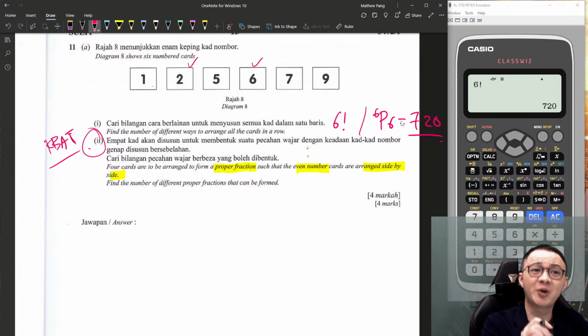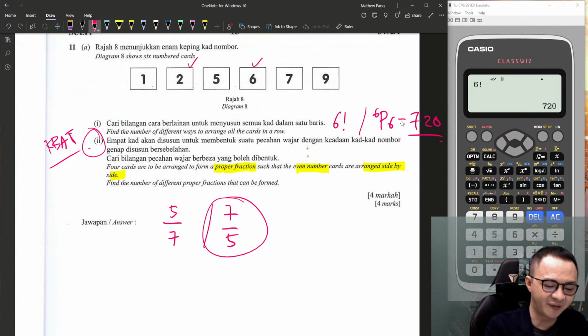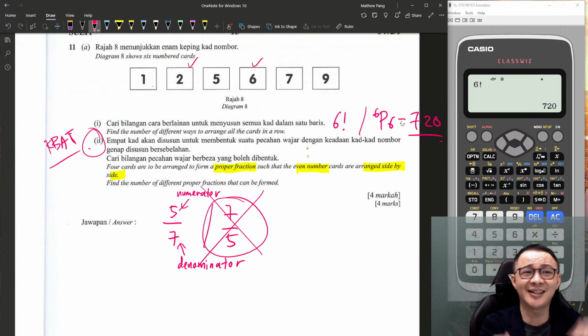So luckily not too many even numbers. When we call it a proper fraction, basically the numerator must be smaller than the denominator. Let's say this is 5 over 7. This one we call a proper fraction. If today it is 7 over 5, this is an improper fraction. This is not what they want. They basically just test whether you understand what a proper fraction is or not.